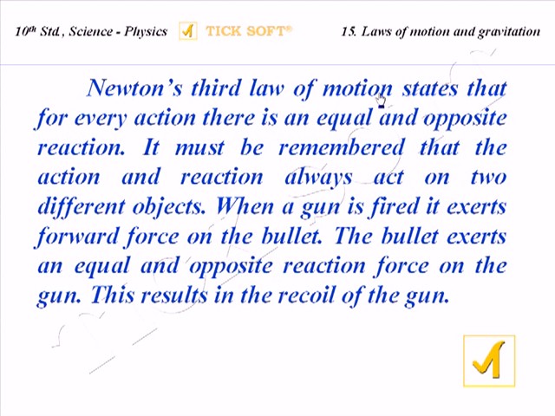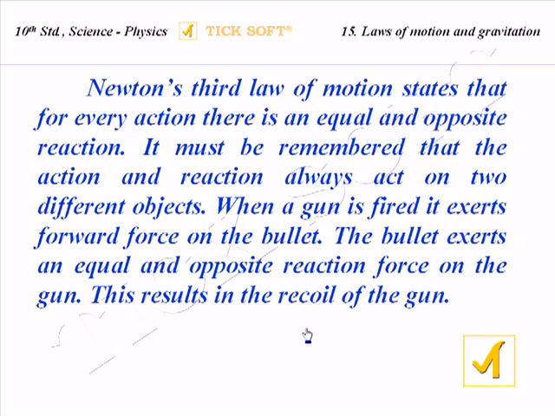Newton's third law of motion states that for every action there is an equal and opposite reaction. It must be remembered that the action and the reaction always act on two different objects. When a gun is fired, it exerts a forward force on the bullet. The bullet exerts an equal and opposite reaction force on the gun. This results in the recoil of the gun.